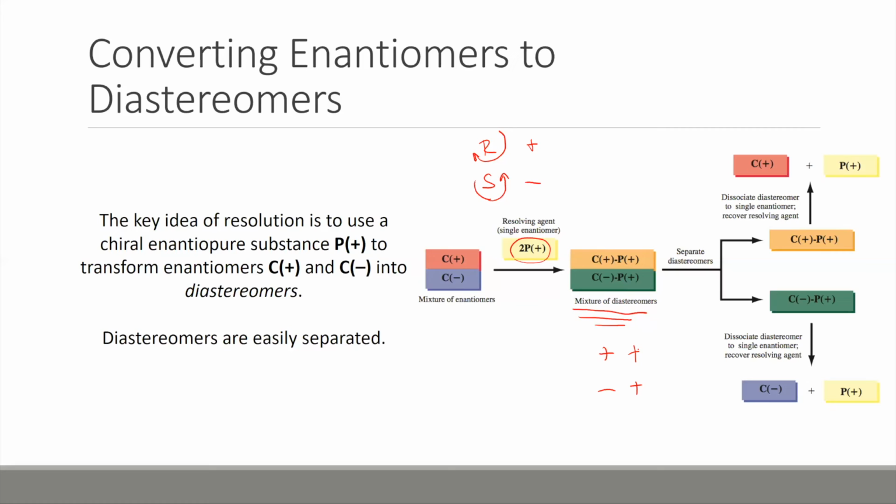Now, diastereomers are easy to separate. So we can easily separate these. They have different boiling points, different melting points. We can separate them through a variety of chemical means.